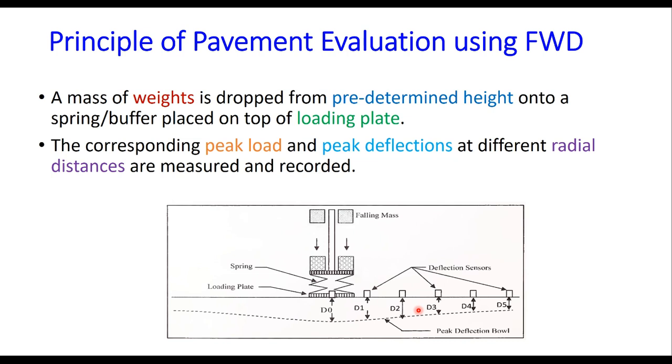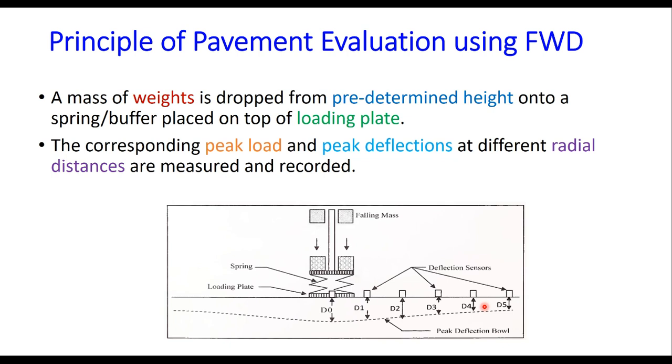Now, the working principle is explained in this figure. You have a falling mass and a loading plate, and this loading plate is provided with a rubber pad below, and we create an impulse here. Because of this falling weight, because of this impulse, the pavement gets deflected, and these deflections are measured through sensors at different locations, and this is used to draw the complete deflection bowl of the pavement.